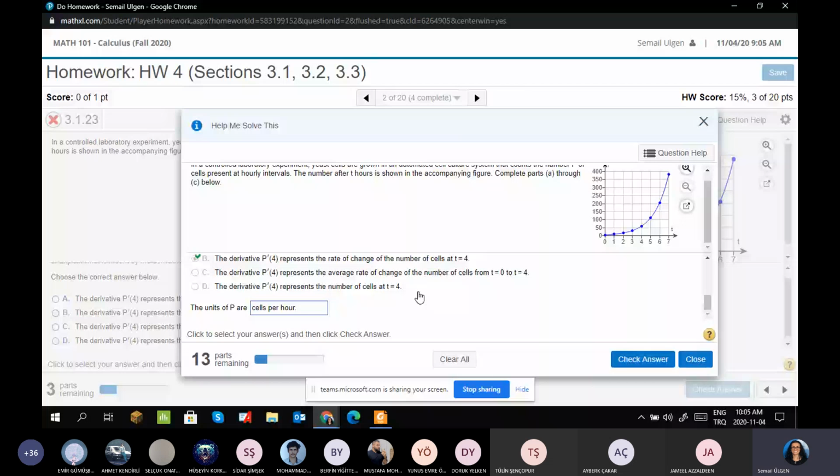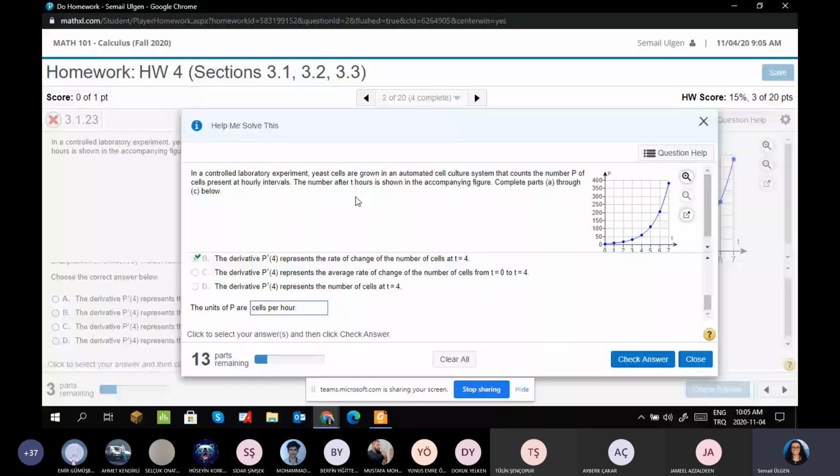Let's read the question again. The number of cells present after t hours is shown. Delta Y, delta T. It shouldn't be hour per. Let's see. There's a problem in here. Something is not right here.